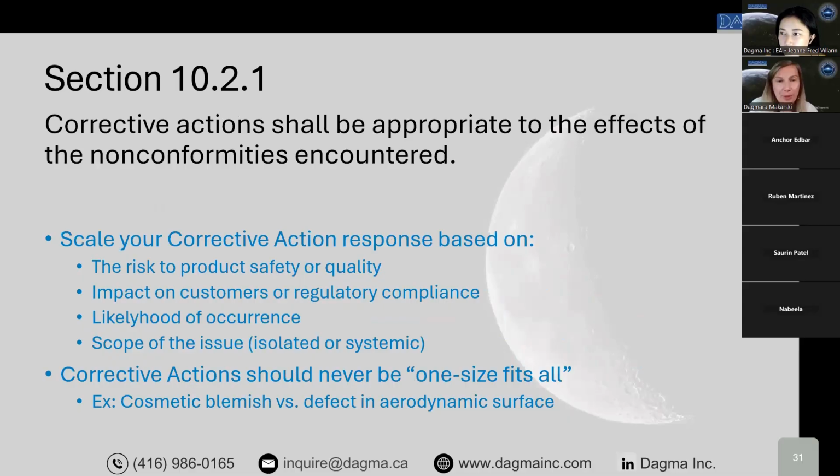Corrective actions shall be appropriate to the effects of the nonconformities encountered. Scale your corrective action response based on the risk to product and product safety or quality, impact on customers or regulatory compliance, the likelihood of occurrence, and the scope of the issue, so isolated or systemic. Corrective actions should never be one size fits all. I mean, there's a difference between a cosmetic blemish versus a defect in the aerodynamic surface. So we have to cater to the situation that we are dealing with, of course.